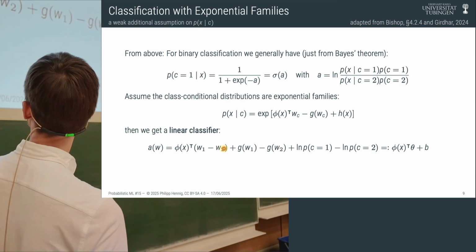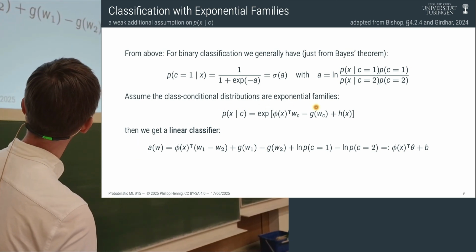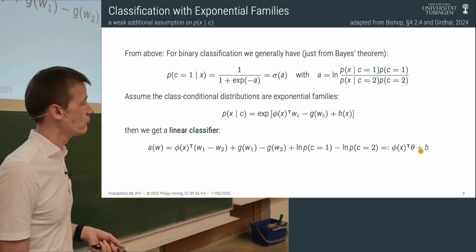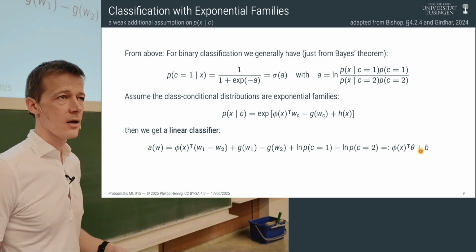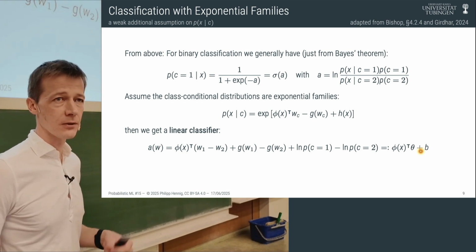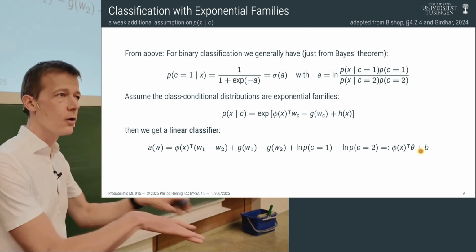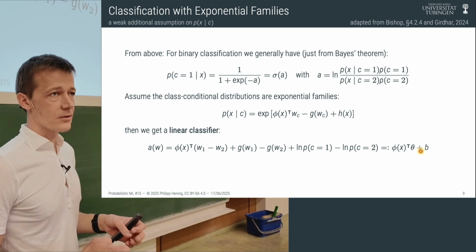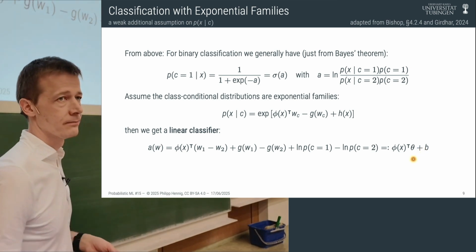So that means if we assume our class conditional distributions are exponential families, then the input into the logistic function will be a linear map of some parameters, multiplied with a bunch of features. And those features describe the exponential family. They describe a probability distribution over the inputs. So that's a motivation for something that is linear in parameters.